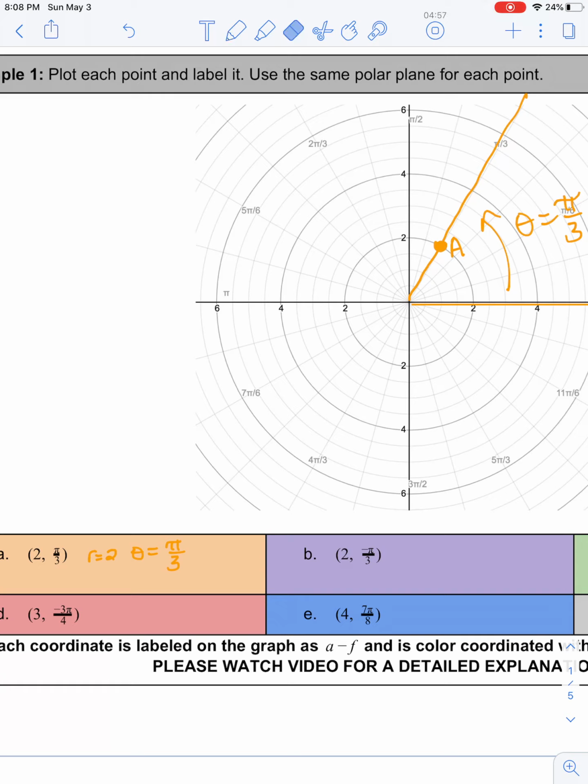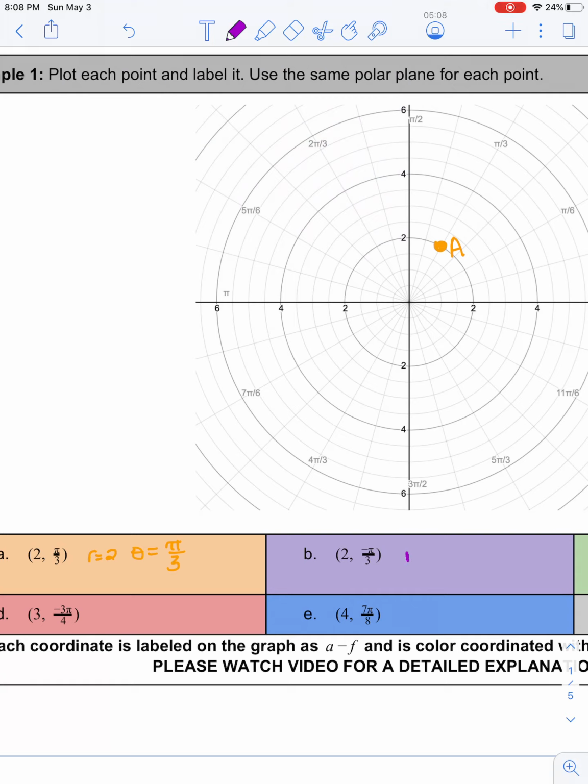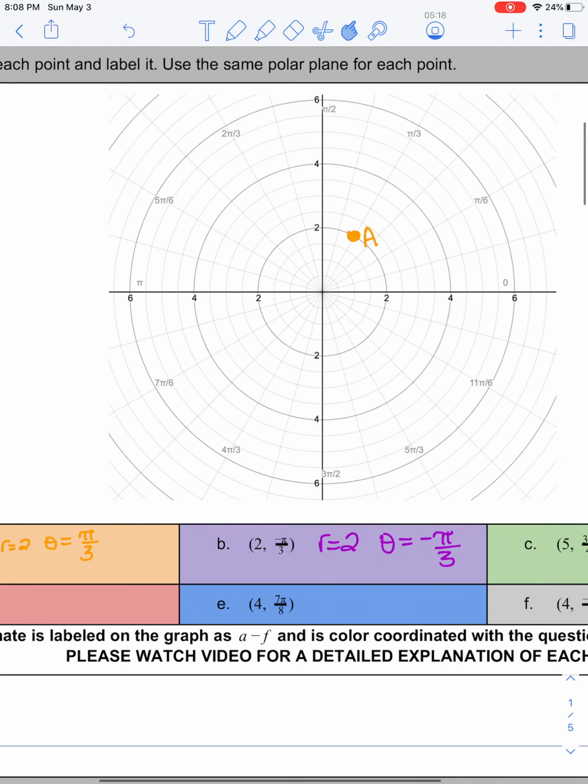Just to help keep track of things, I'm going to erase all this accessory notation as we move on to point B. Point B says that the radius is again 2, but our theta value is negative pi over 3. So we need to find the radial line that corresponds with negative pi over 3.